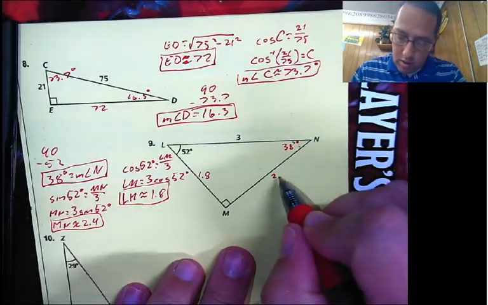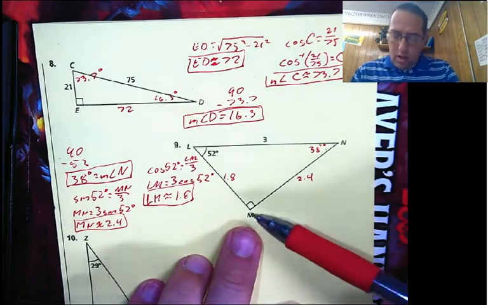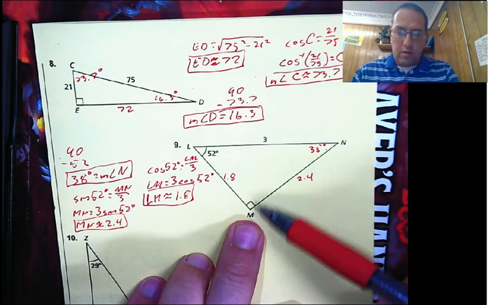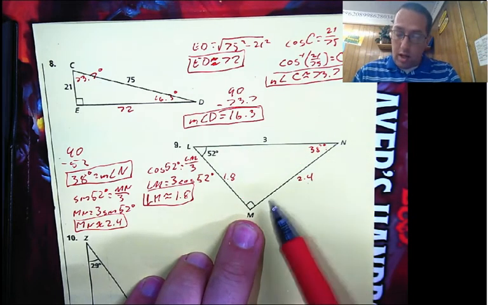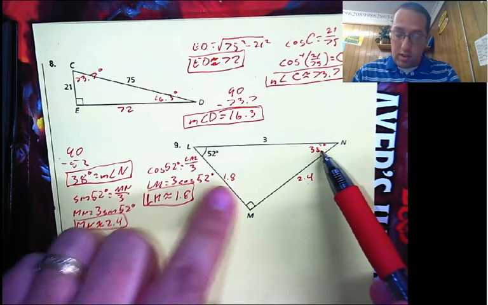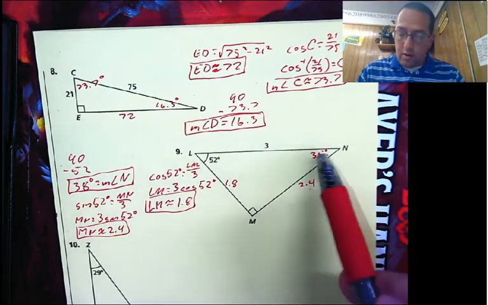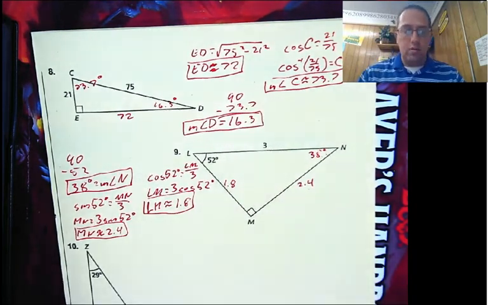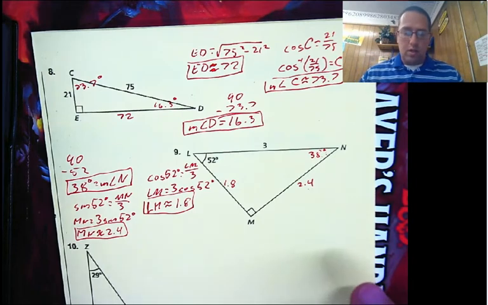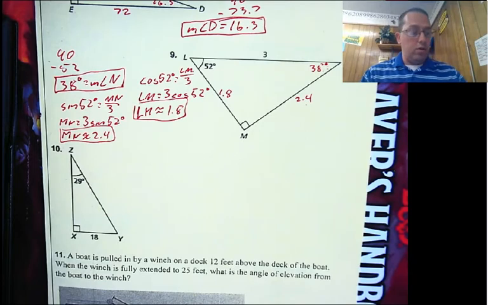Right? 2.4. I haven't been checking, but let's check these real quick. Opposite the right angle, our hypotenuse is the longest side, yes. And the smallest angle is opposite the smallest side. So we're good. And we have all 3 angles, all 3 sides. Triangle is solved. Okay, so next one, number 10. I would like for you to pause the video, work this one out on your own, see how you do.